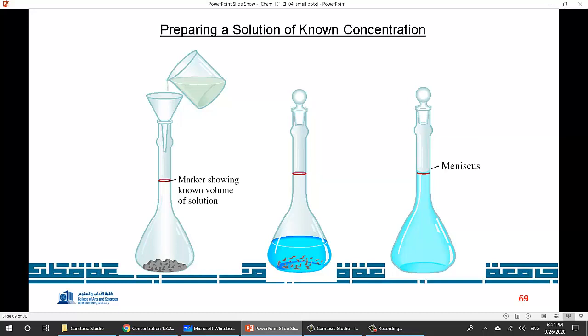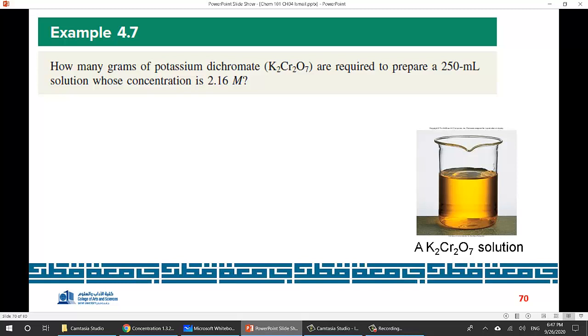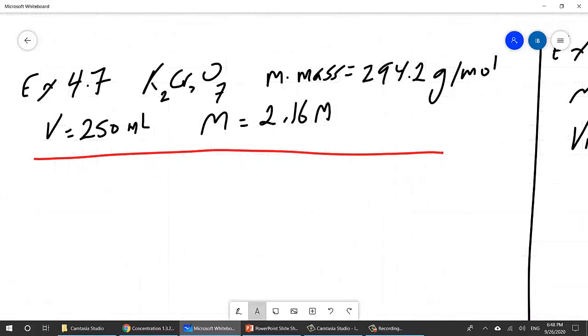You will be trained in the lab, of course, on preparing these solutions. Now, here's a question we need to practice, so let's practice it. The question says: how many grams of potassium dichromate, K2Cr2O7, are required to prepare a 250 milliliter solution whose concentration is 2.16 molar? So here's the question.